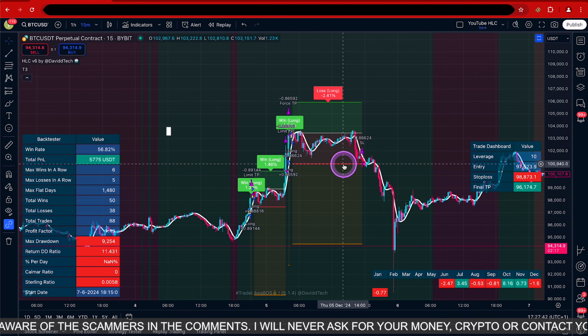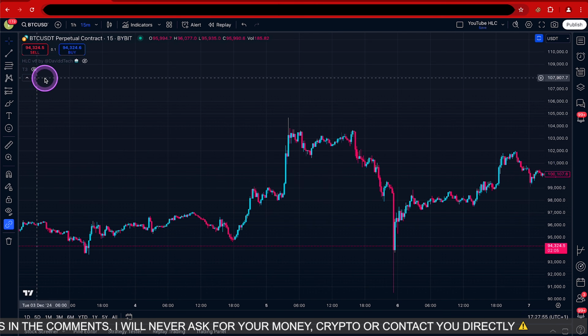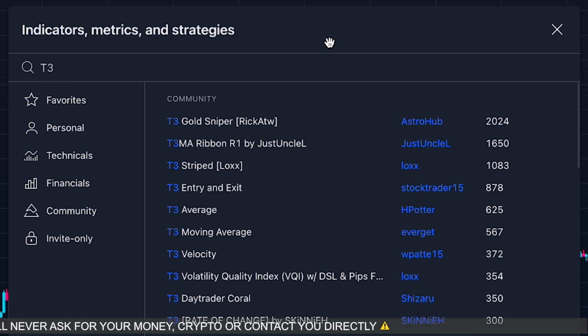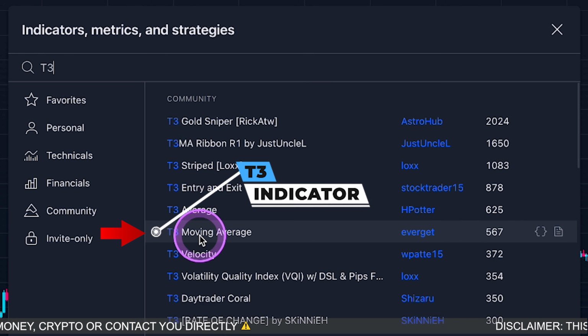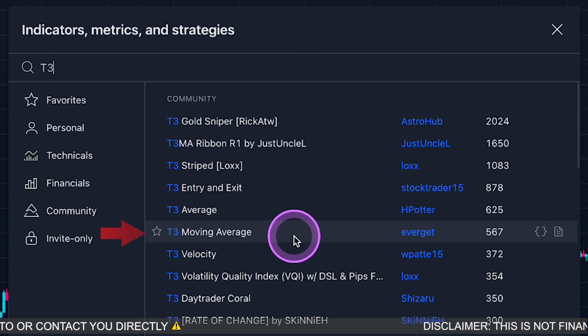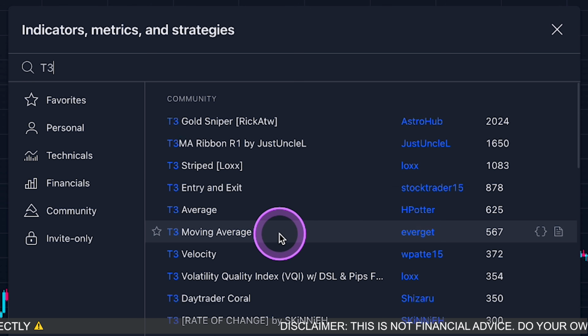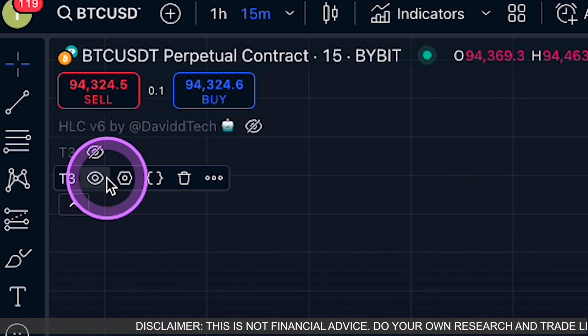Okay, let's get back over here. We're going to be backtesting this 15-minute scalping strategy. We're going to start with a clean chart, and we're going to start by adding our first indicators. The first indicator is the T3. Now, the T3 that I use is this one here by Everget. It's the T3 moving average, and it's probably the best moving average I have ever found. We're going to click on that to add it to the chart, as you can see here.